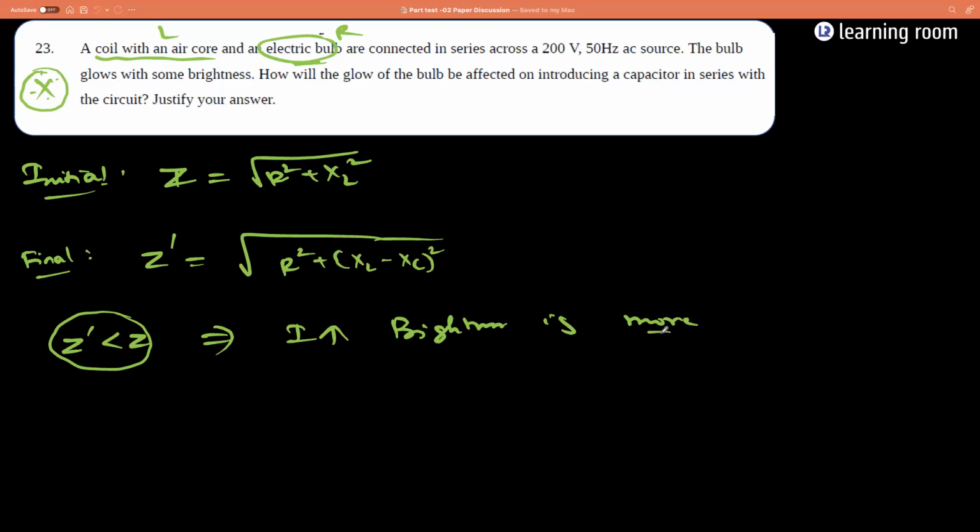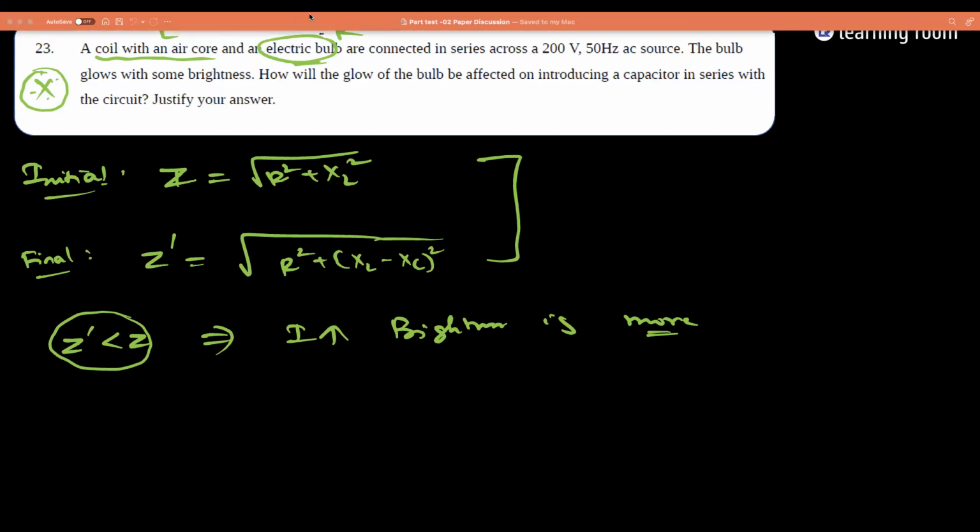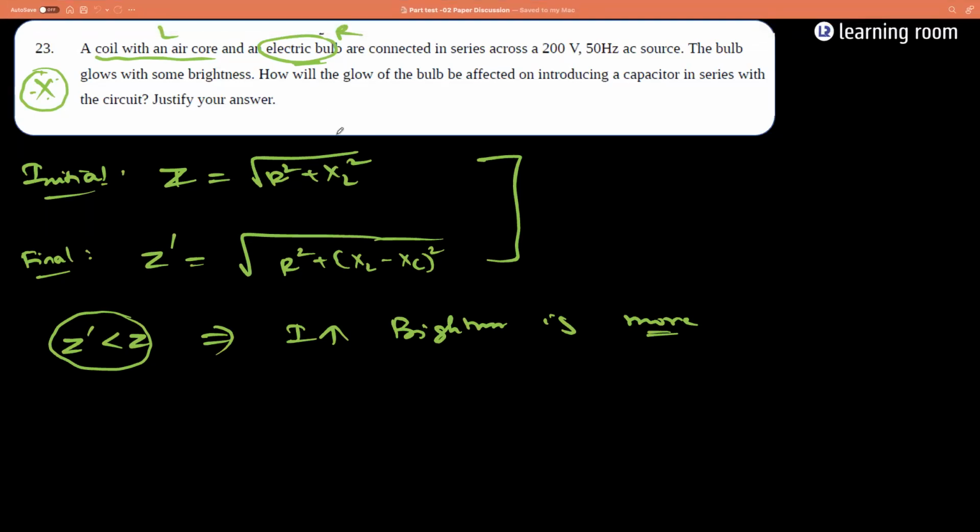So whenever you have a problem based on this concept of brightness, the steps you're supposed to follow is first find out the impedance. Once you find out the impedance, find out if that is increasing or decreasing. If it is decreasing, then current will increase, brightness will increase. As I told you, mark it as important, and you have a similar kind of problem in alternating current examples. So try that problem. You might get it from your NCERT.